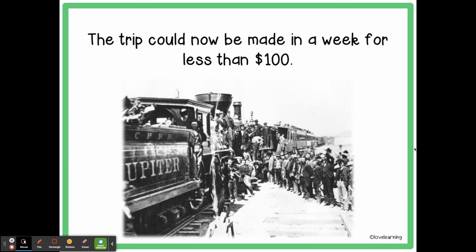So the trip could now be made in a week, for less than $100. If we throw it back to our very beginning, we realize there were those three choices people were able to make. And it probably took people almost 6 months to get over to the West. Well, now the trip could be made in a week. In 1 week. That is insane. That's crazy how different that is. And people could pay less than $100 to get there.